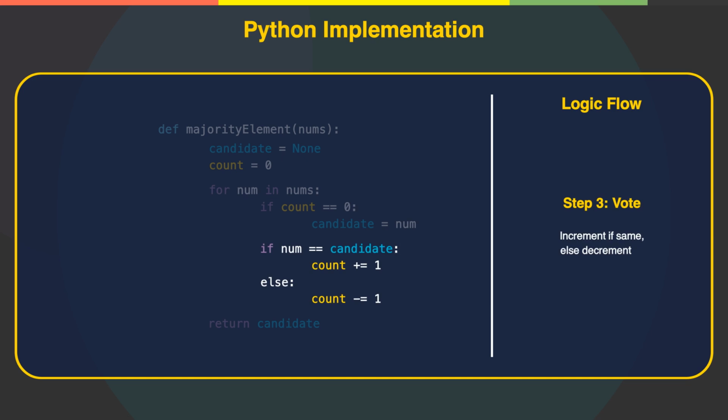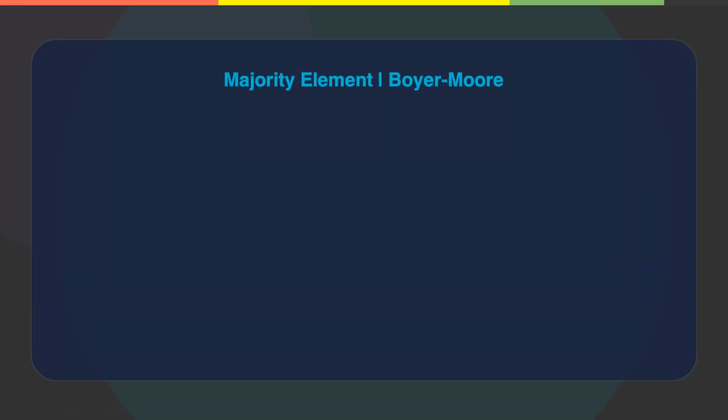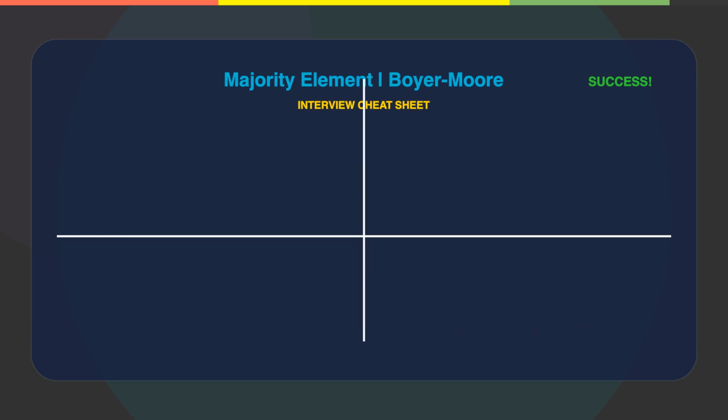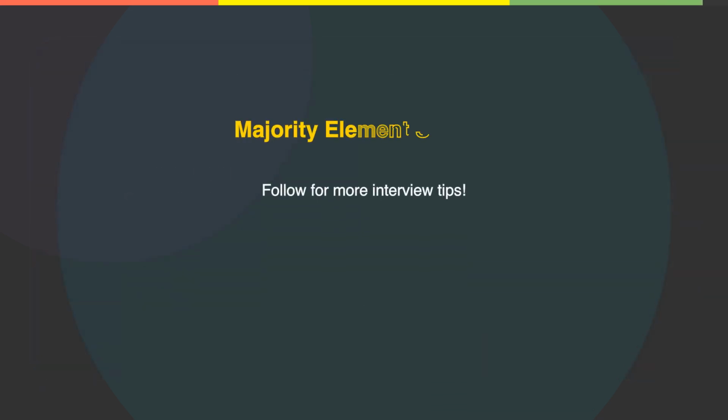Let us look at the complexity. This algorithm is incredibly efficient. Since we only scan the array once, the time complexity is O of n, where n is the number of elements. And because we only store 2 variables, candidate and count, our space complexity is O of 1. No extra hash maps or sorting required. And that is the majority element challenge mastered.